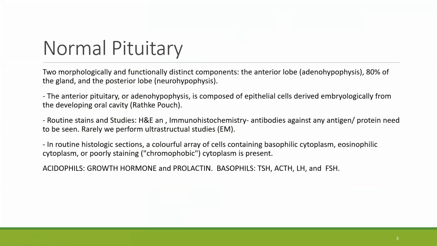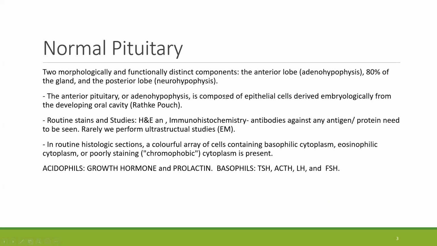Normal pituitary, two morphologic components. It looks like it's one pituitary gland, but actually physiologically, embryologically, and in terms of function, it's two. We have two components: the anterior lobe, which is the adenohypophysis, which constitutes 80% of the gland, and the posterior lobe, which is the neurohypophysis. So two components, anterior and posterior. The anterior is the one that we're going to focus on today.